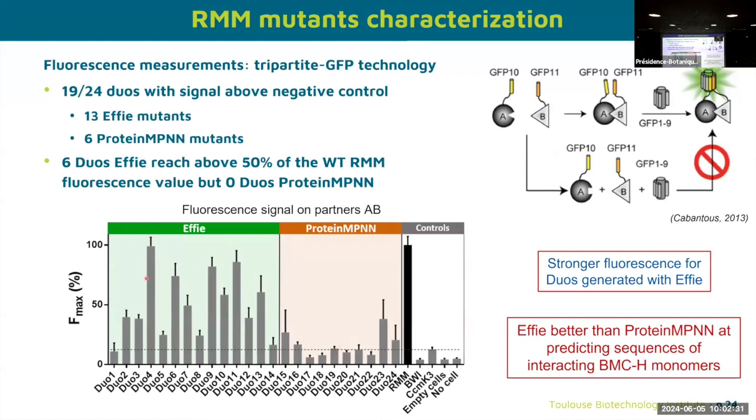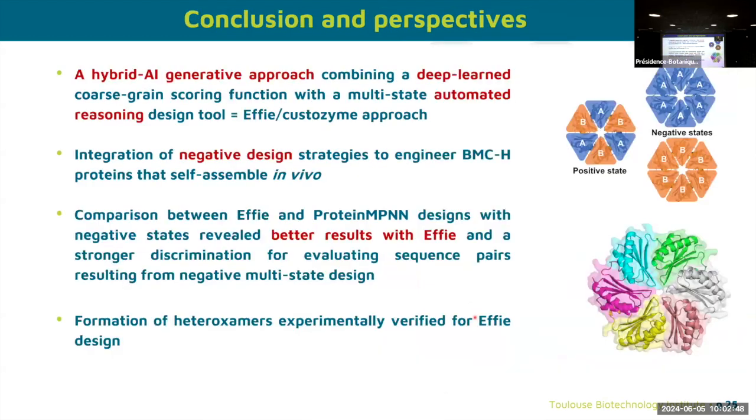To conclude, we used a hybrid AI generative approach that combines deep learning, a coarse-grained score function, and a multi-state automated reasoning design tool to perform negative design strategies that succeeded in engineering mutant bacterial microcompartment proteins. Both in silico and experimentally, our EFI approach seems to have better results than the ProteinMPNN approach.